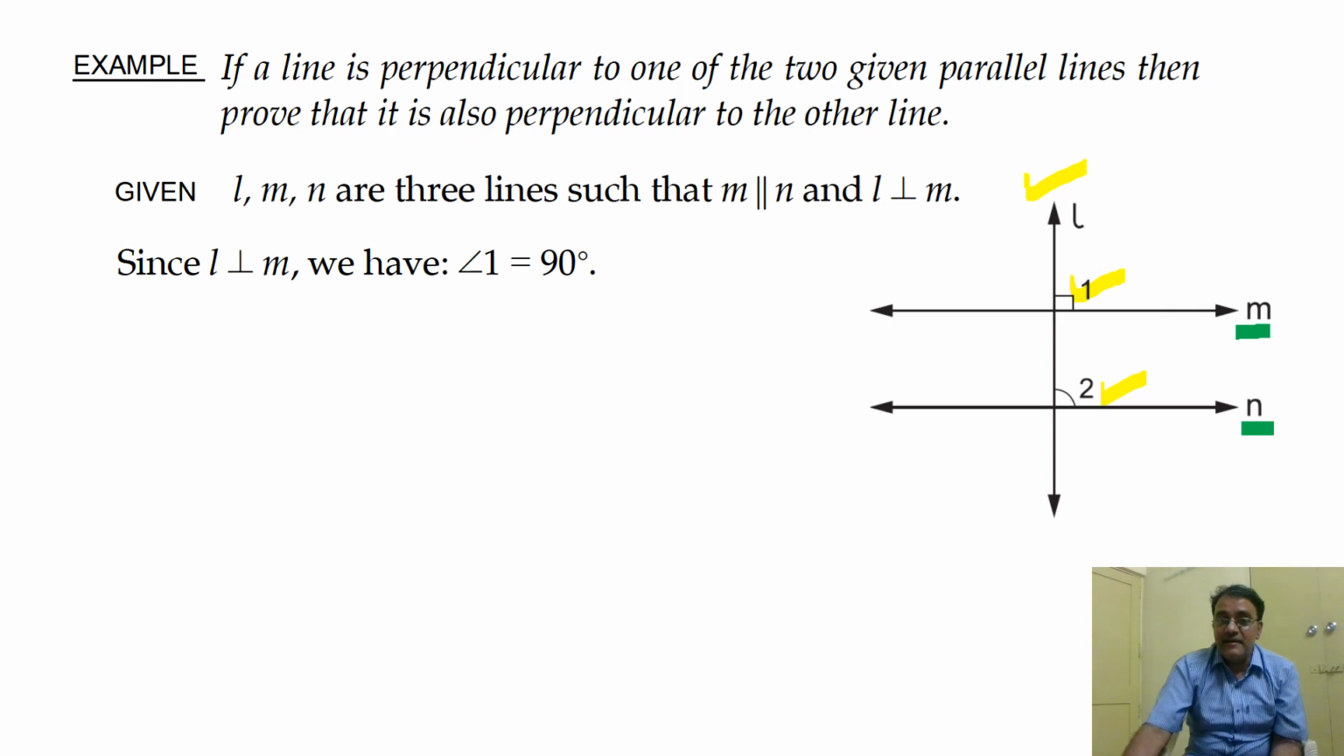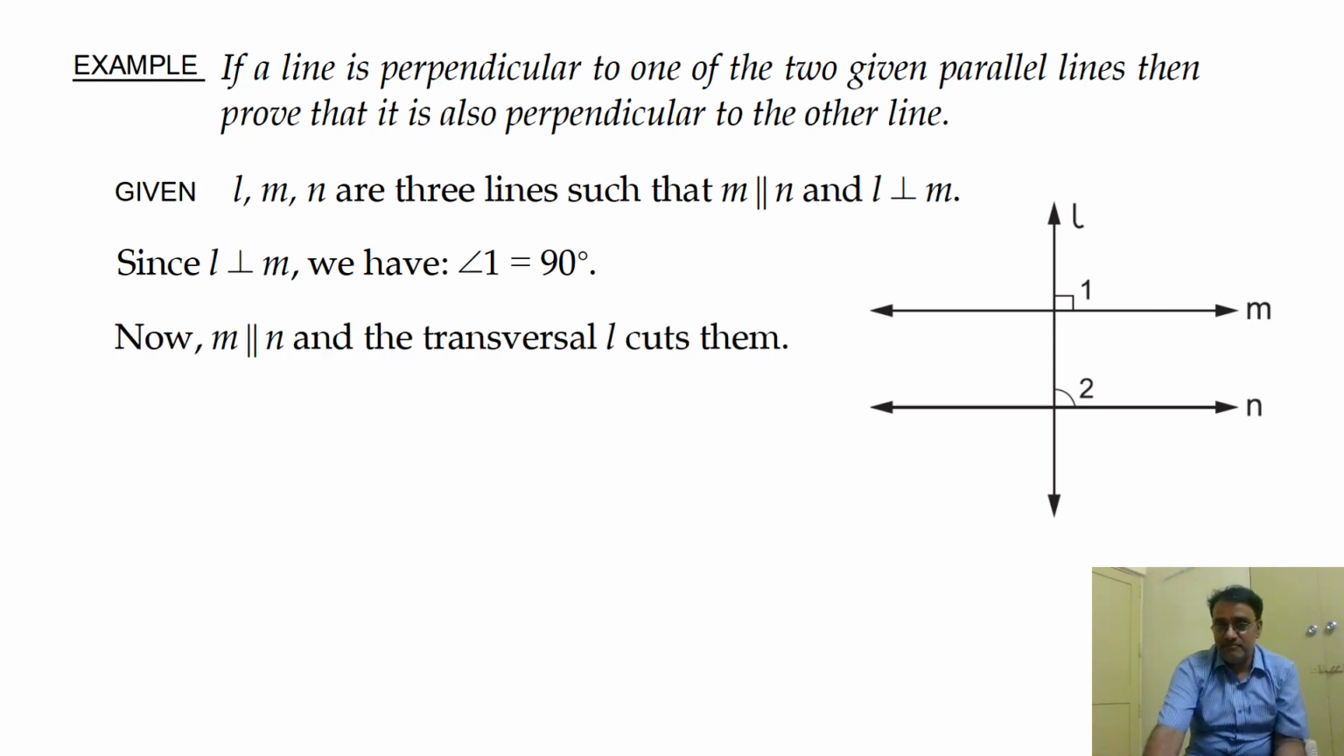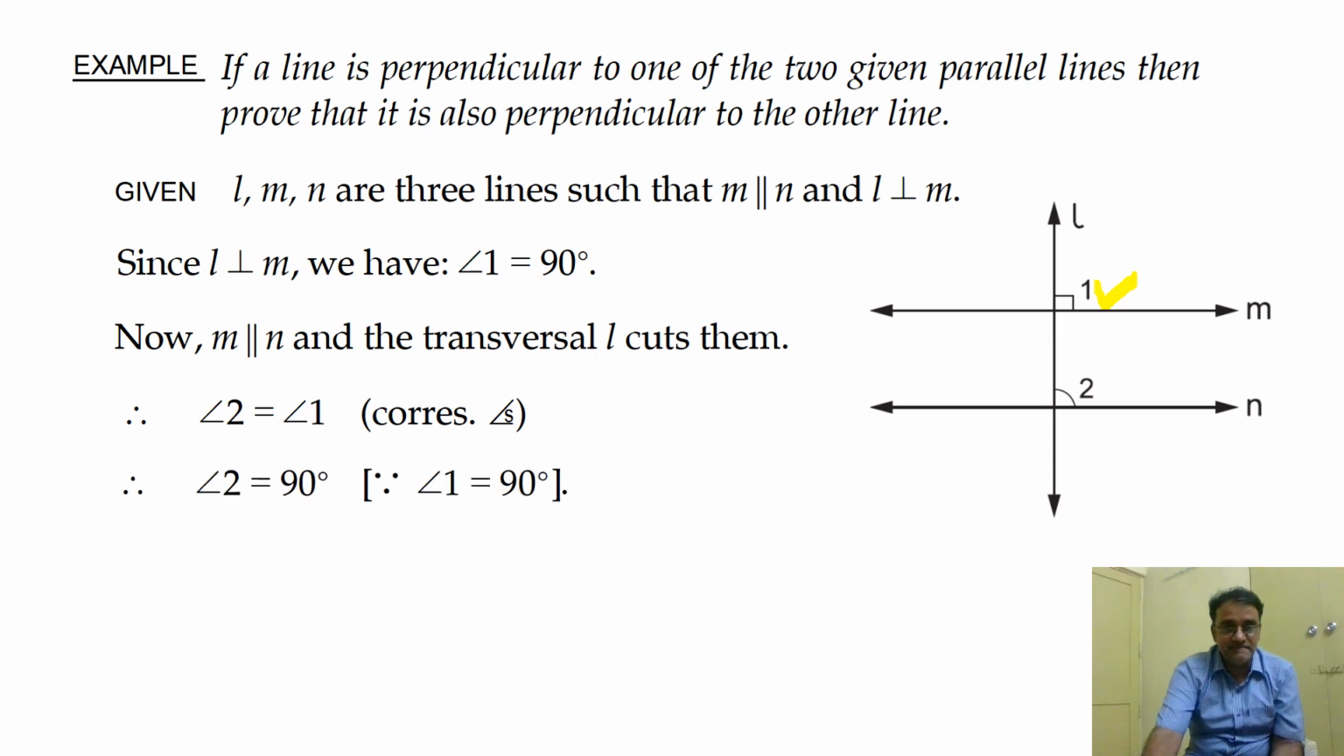Now M is parallel to N. So what will we get? Angle 1 is equal to angle 2. Why? Because by corresponding angles, corresponding angles are equal. Now it is given that angle 1 is equal to 90 degrees, so we conclude that angle 2 is also equal to 90 degrees. Hence L is perpendicular to N.